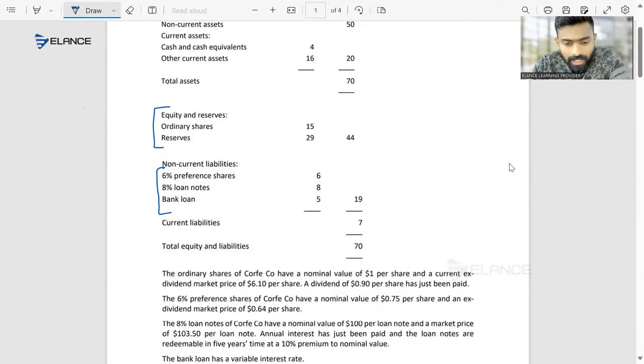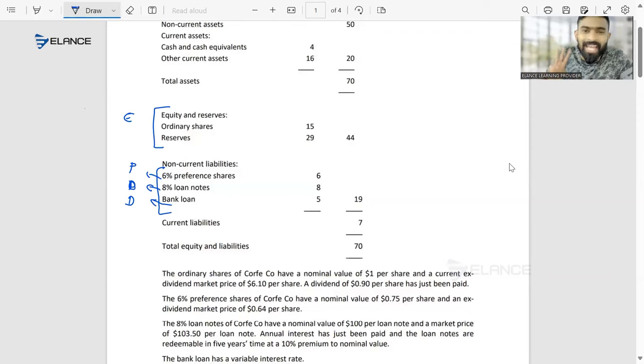Definitely, there will be equity finance. Without equity finance, there won't be any company. At least there should be one shareholder for a company. So definitely, the company will be financed with an equity finance. Apart from this, the company is financed with preference shares. Company has some loan notes. It's a debt. It's a debt instrument. Plus, company has some bank loans also. It's also a debt. Bank loans are non-tradable debt. Loan notes are another name for bond debentures. It's a collective name for bond and debenture.